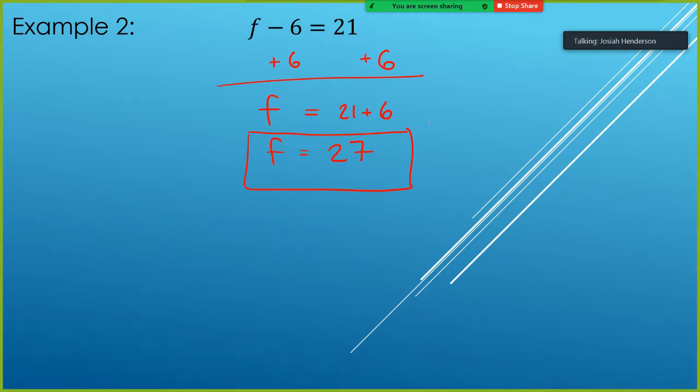Now, this move we're doing by adding 6 to both sides, it has a name. Technically, this is called the addition property of equality. I'm going to write that out here. Addition property of equality. That's what we're using when we add 6 to both sides.